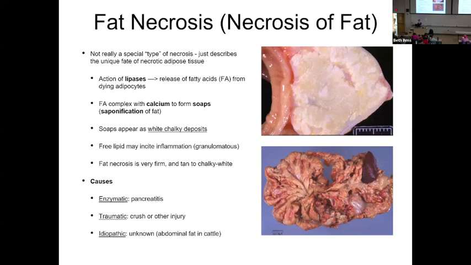You can have traumatic fat necrosis. So we see this sometimes in the brisket of large cattle. They crush up against a gate or something. They can crush that fat, cause necrosis of the fat, saponification of fat. There's also idiopathic. So sometimes cattle, their abdominal fat, their mesenteric fat will saponify. They don't really have pancreatitis. We can't really find a cause. It's idiopathic. We're idiots. We have no idea what is causing that mess.